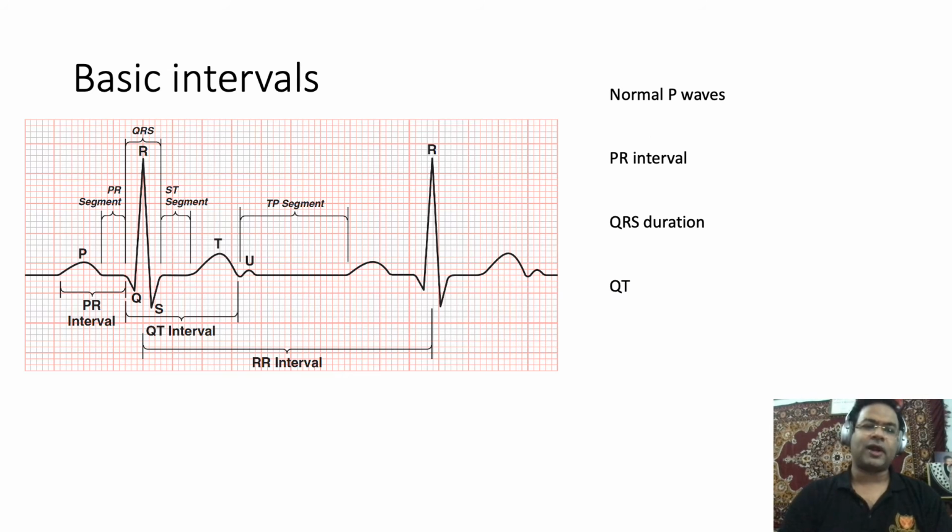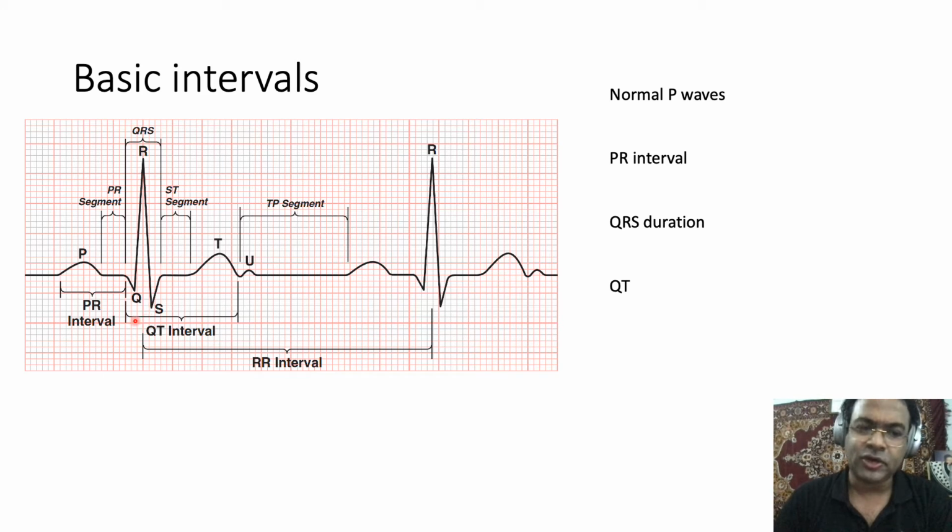Now we look at the basic intervals. Remember, there are three things which you need to understand. What is a segment and what is an interval? An interval includes a wave from one wave to another, whereas a segment is an isoelectric part. So a PR interval will be from the beginning of the P wave to the onset of QRS, or if there is no Q, to the onset of R. But the PR segment is from the end of the P wave when it is isoelectric to the onset of QRS.